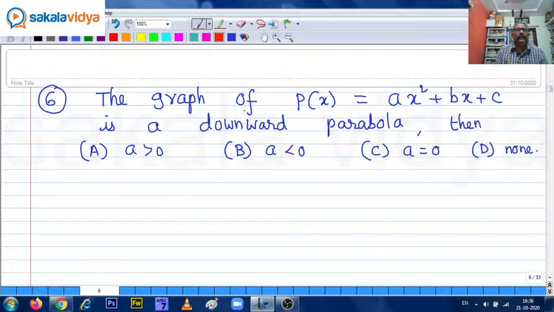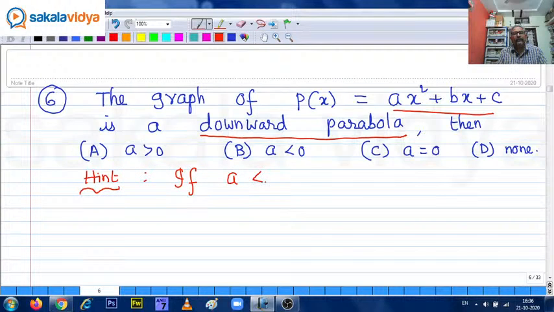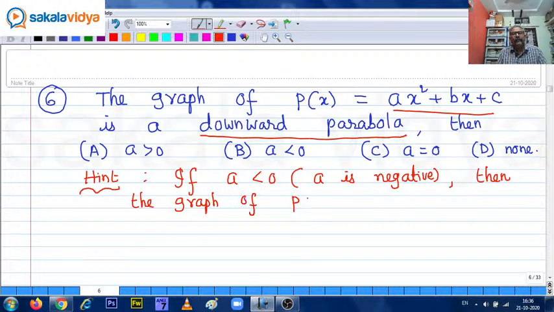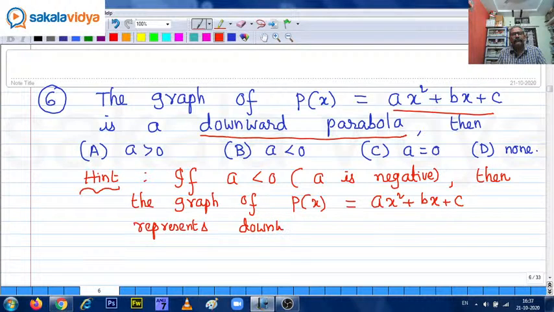See, here the graph represents a downwards parabola. So downwards parabola means, here is the hint, write down: if a less than 0, that is, a is negative, then the graph of p of x equals ax square plus bx plus c represents a downwards parabola. This is important. Downwards means less than 0. So option B is correct.